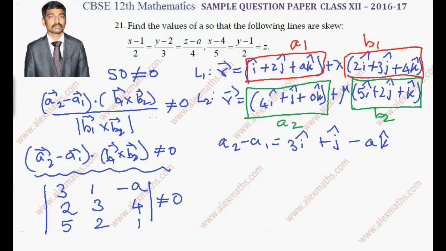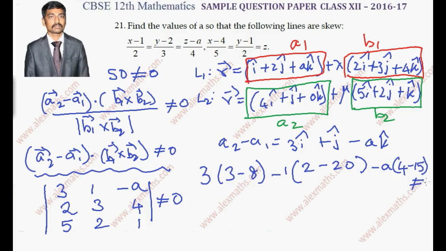Let's evaluate this determinant. This is going to be 3 into (3 minus 8), minus 1 into (2 minus 20), minus a into (4 minus 15), expanding along row 1, which is not equal to 0. So this is minus 15 as the first term. Then the second term is plus 18. This is minus 4a plus 15a, not equal to 0.